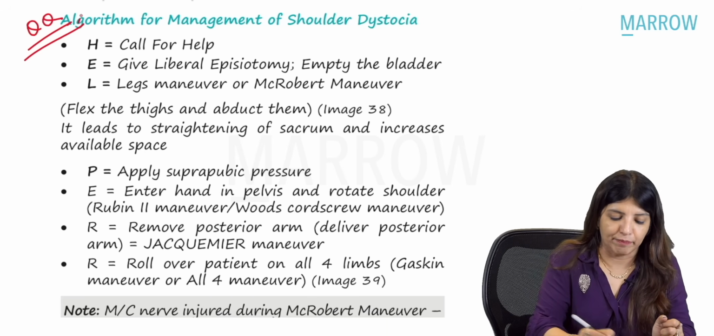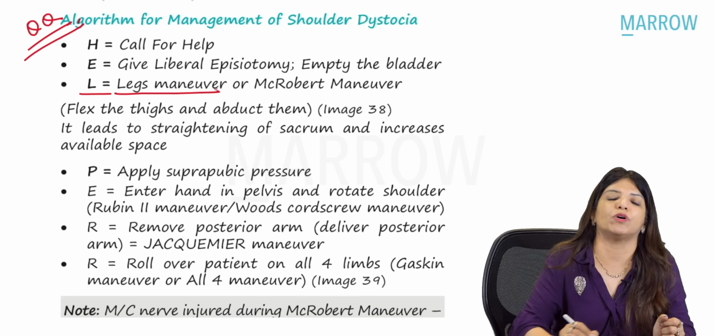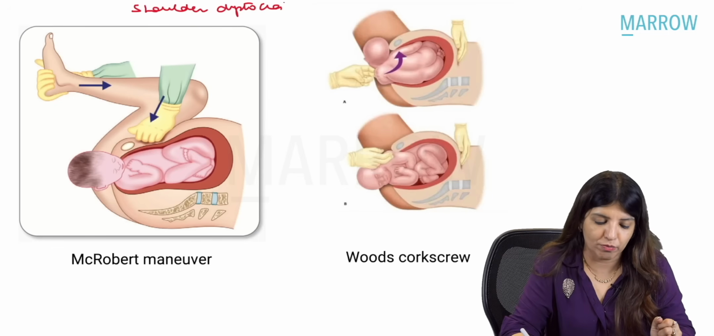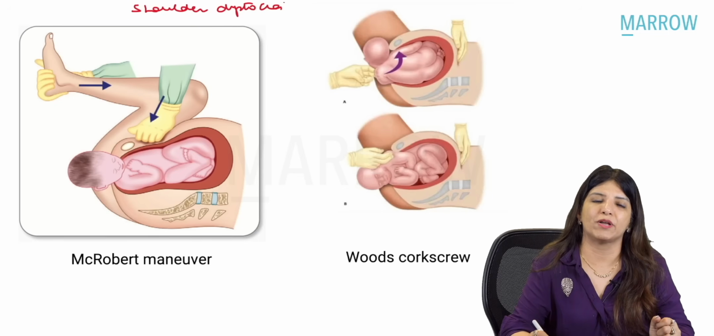Now, in this HELPERR, L stands for legs maneuver, which is also called as McRoberts maneuver. In McRoberts maneuver, what do we do? In McRoberts maneuver, we ask two of our assistants to take out the legs of the mother from the lithotomy position, from the stirrup, and to flex them tightly against the abdomen and then to abduct them.